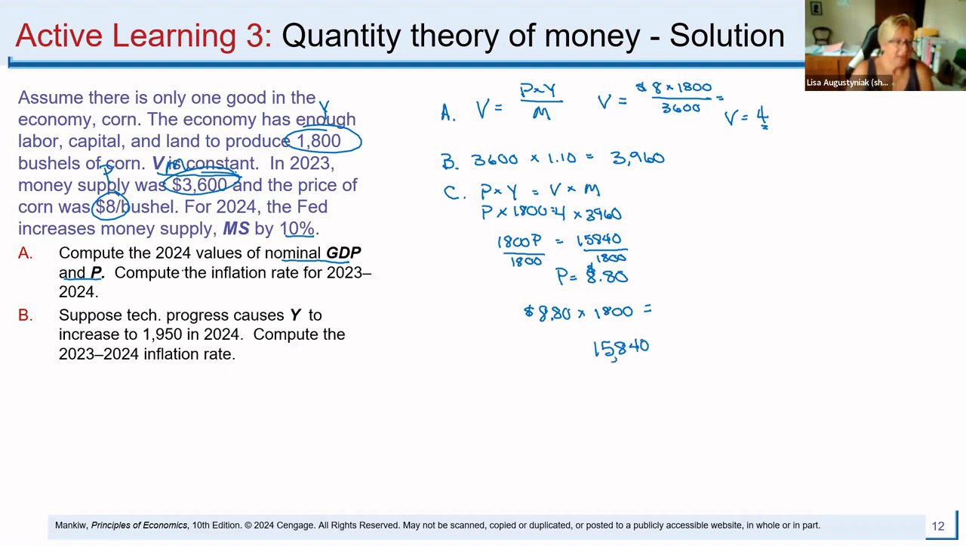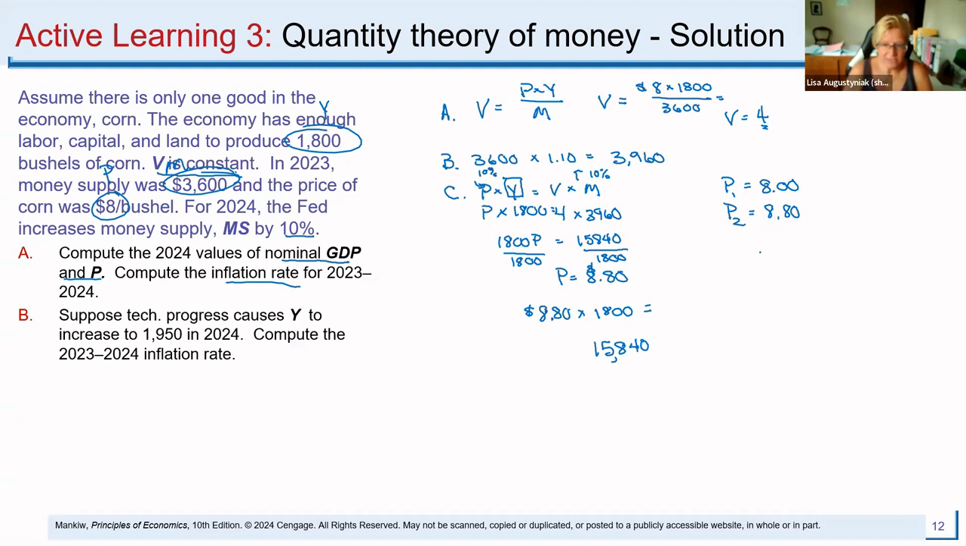Okay. Now we want to know what's the inflation rate. So the inflation rate is that change in the price level. Our original price, or P1, was $8 a bushel. After the Fed increased the money supply by 10%, we end up with $8.80. Now, if you think about this, that makes sense, because if we're increasing this by 10% over here, we're not changing GDP, then the price level has to go up by 10%. Hence the reason it's $8.80.